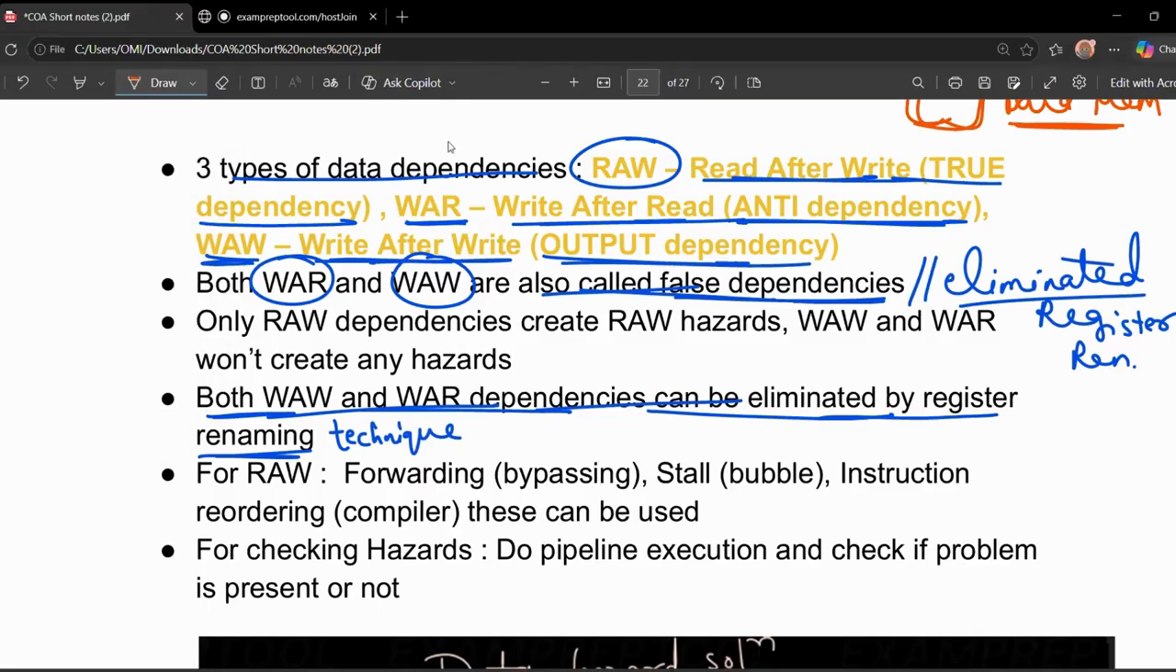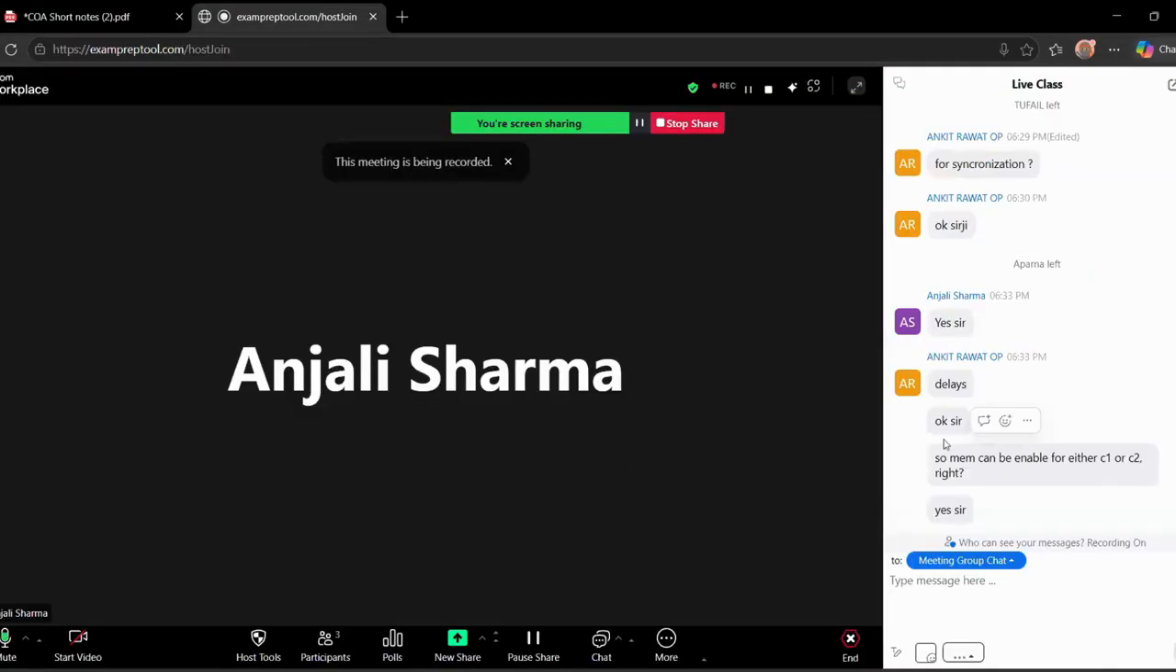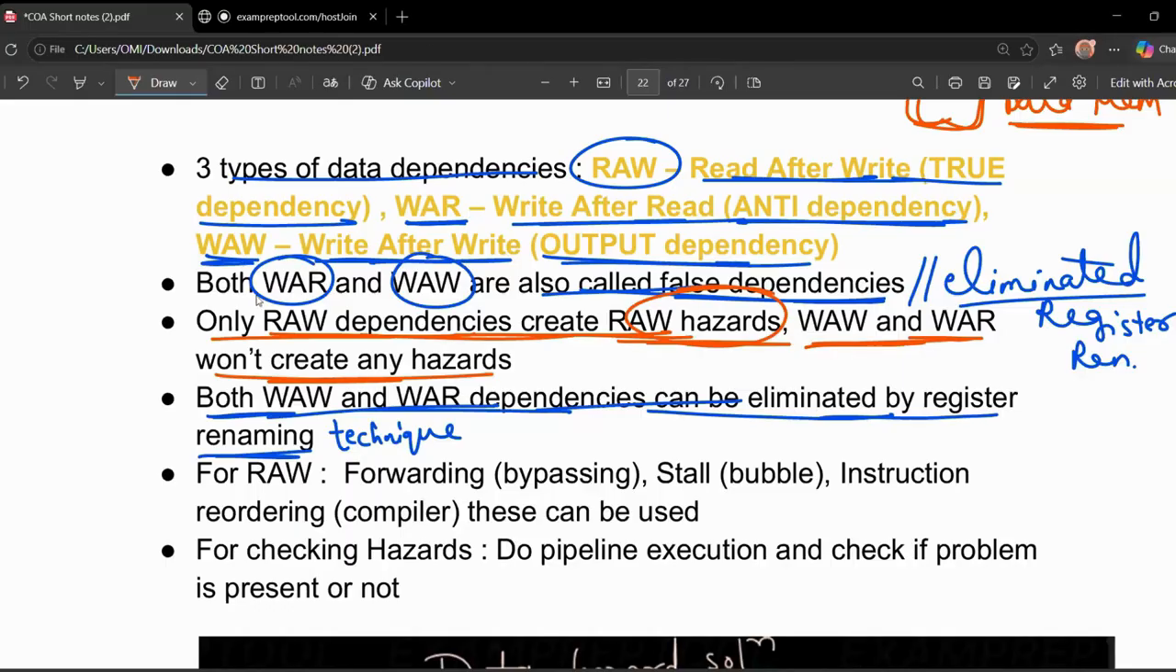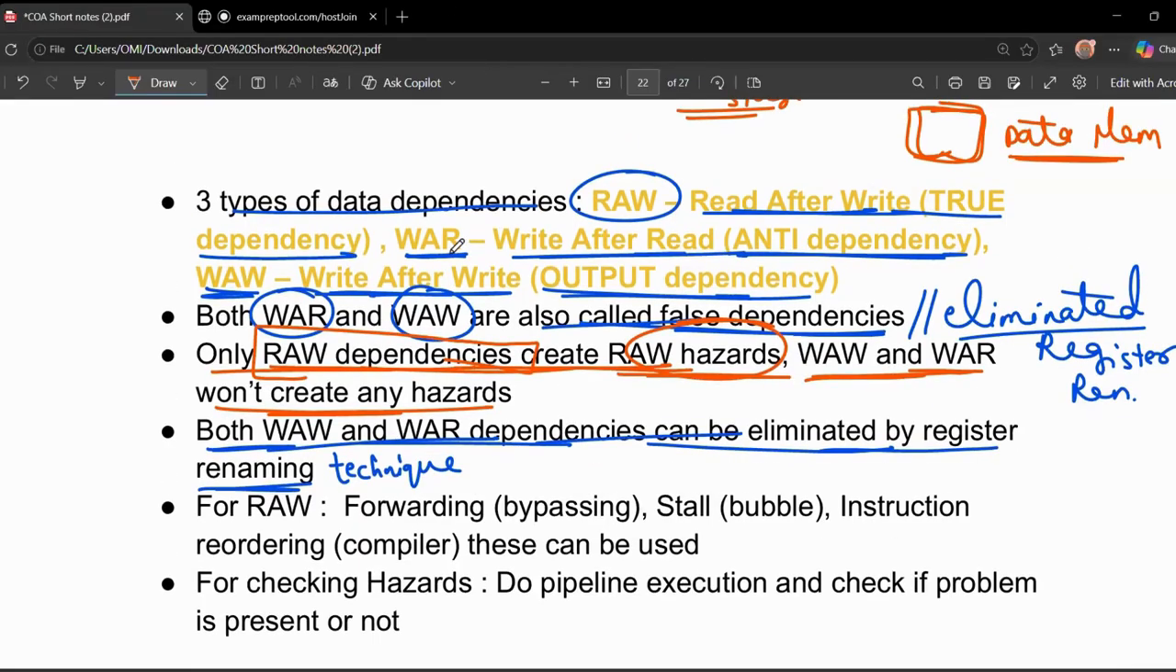Now, see this. Only RAW dependencies create RAW hazards. WAW and WAR won't create any hazard. Only this RAW dependency creates hazards. So whenever there is a question about which dependency will create hazards, you have to analyze your dependencies.